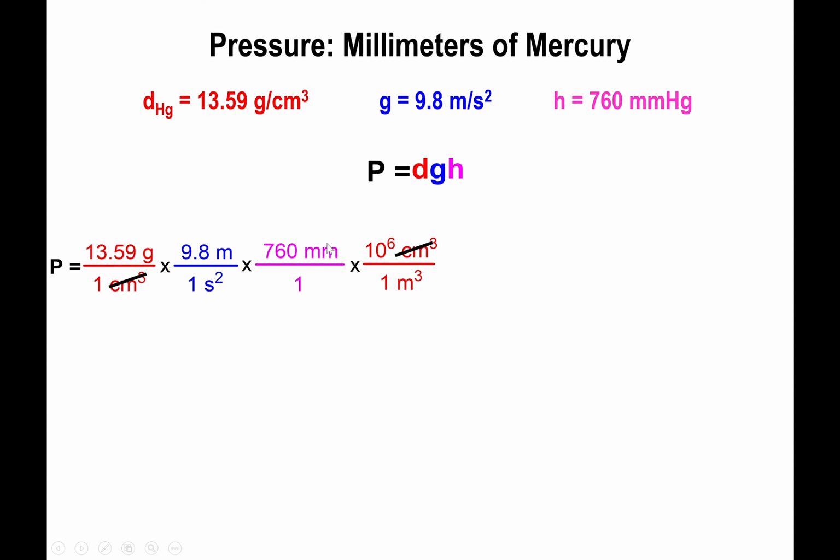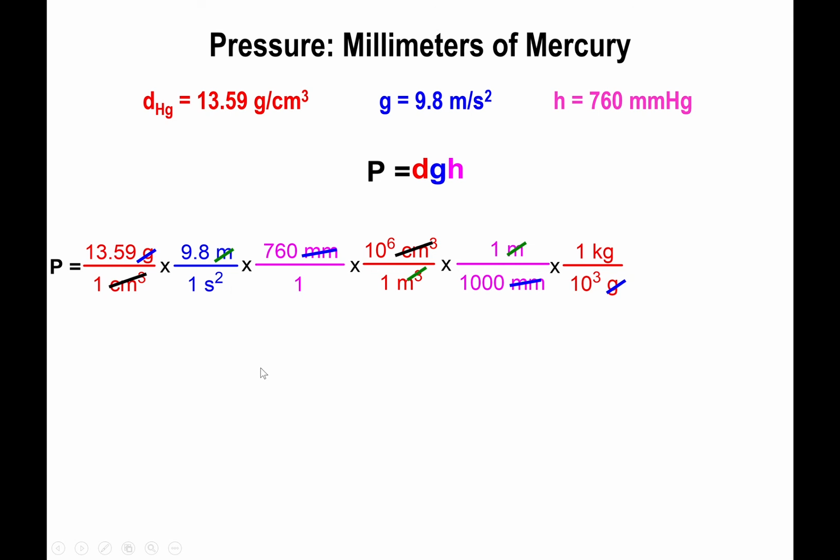Now we need to take care of the millimeters. And for that, since we have millimeters on top, we place 1,000 millimeters on the bottom and 1 meter on top. Now everything is in meters, so that's perfect. The last thing to take care of is the grams. We need that to be in kilograms. So we divide by 1,000 grams and multiply by 1 kilogram in order for all the units to cancel out. And notice that all that's going to remain is kilogram divided by meter divided by second squared.